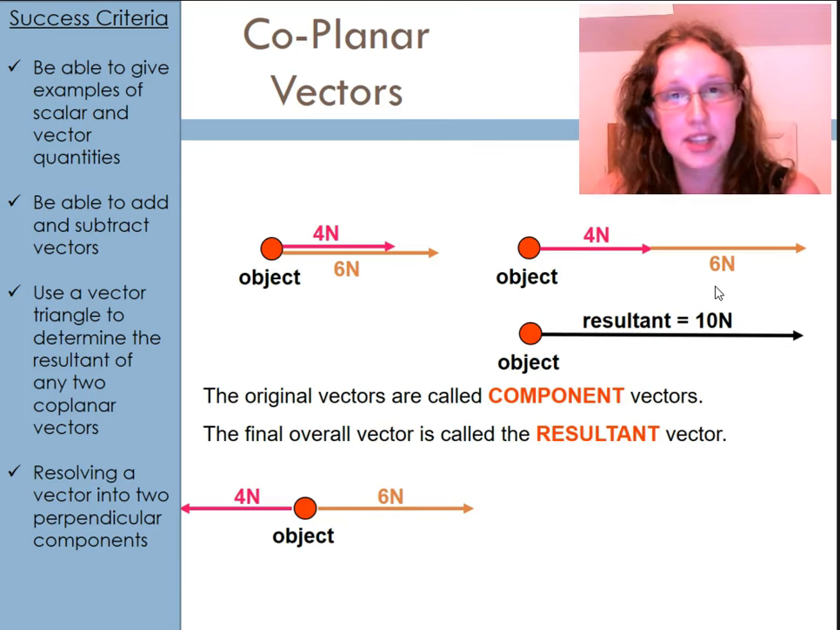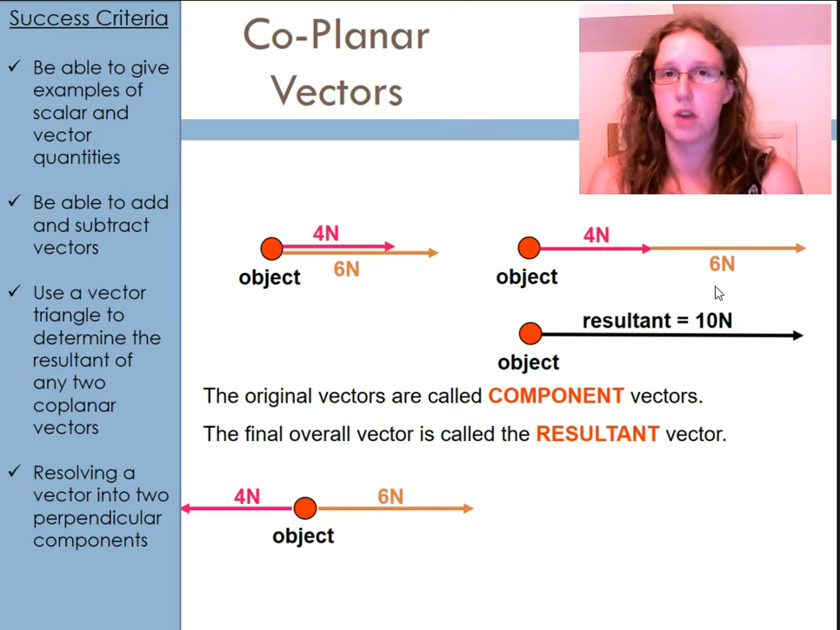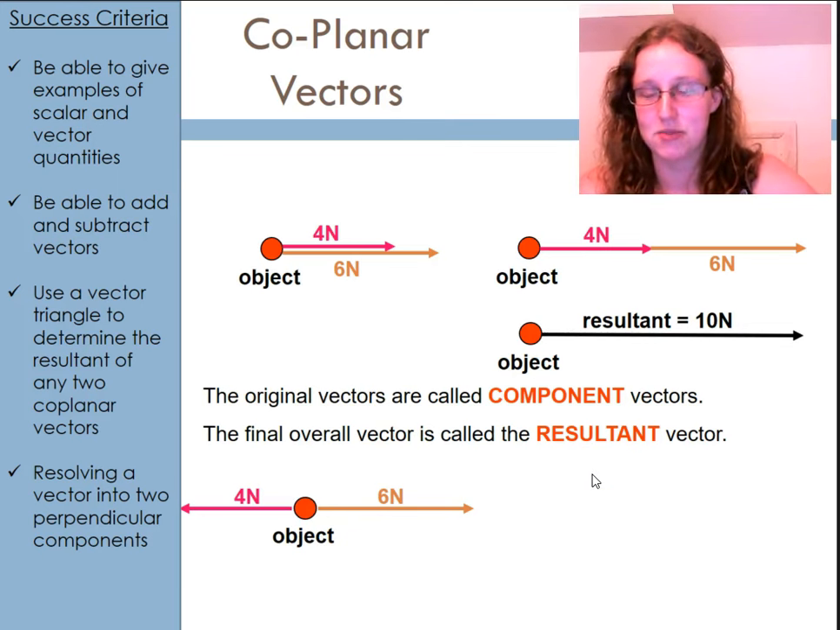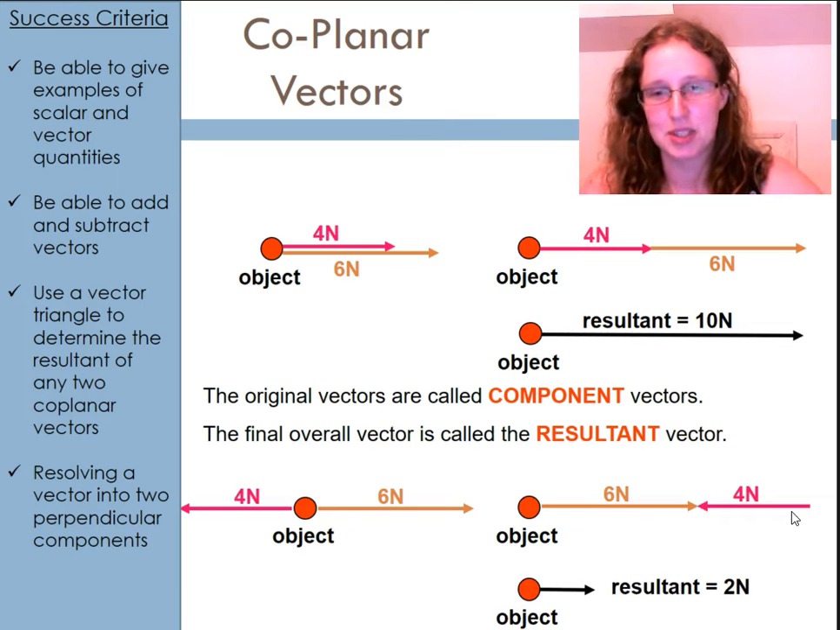Now, I could have taken these two vectors and put them pointing in opposite directions. They're still in the same plane, but they're just going opposite ways. So I've now got my 4 newton going to the left and my 6 newton going to the right. And it's at this point you can see why direction really matters. Because now when I combine these, I take my 6 newton and I put it on the end of my 4 newton. Well, they're going opposite ways. So when I actually do combine these, I'm going to end up with something smaller.